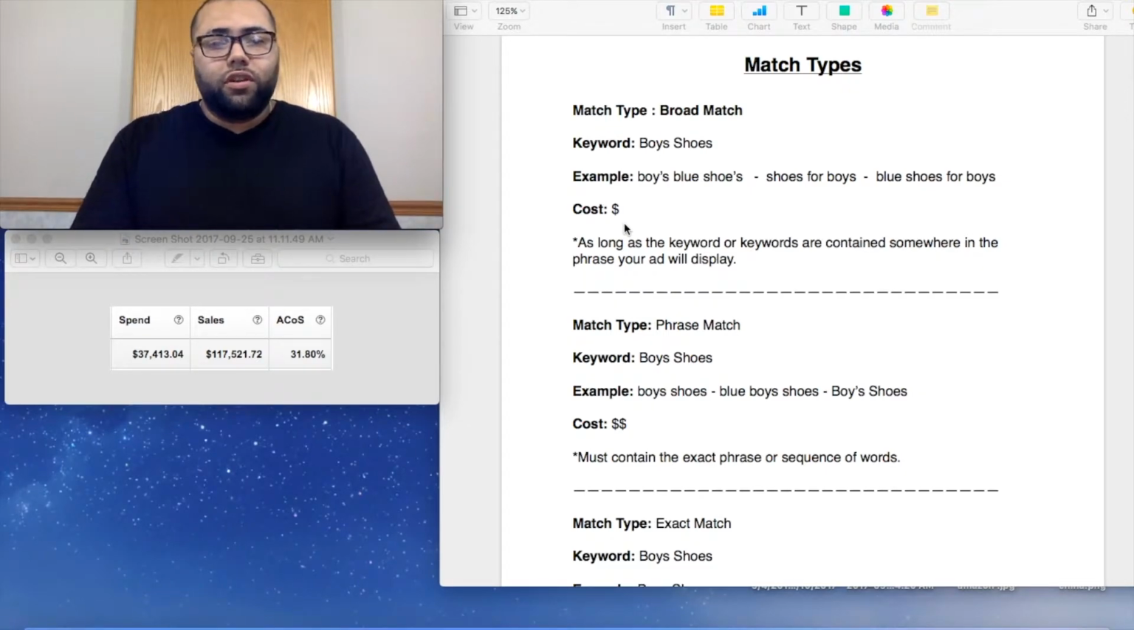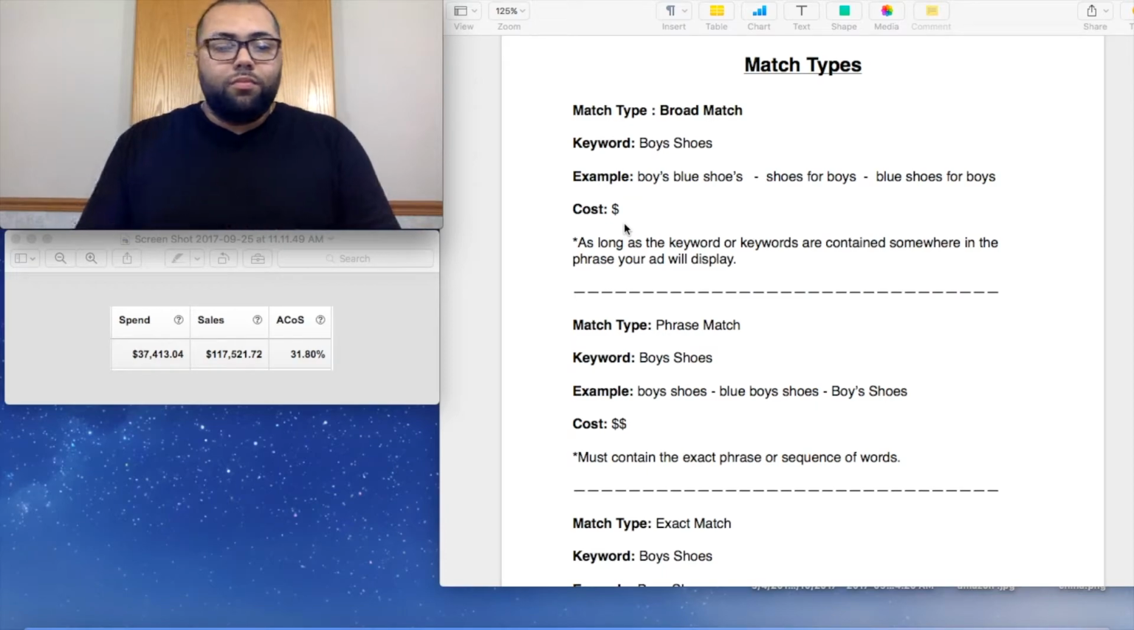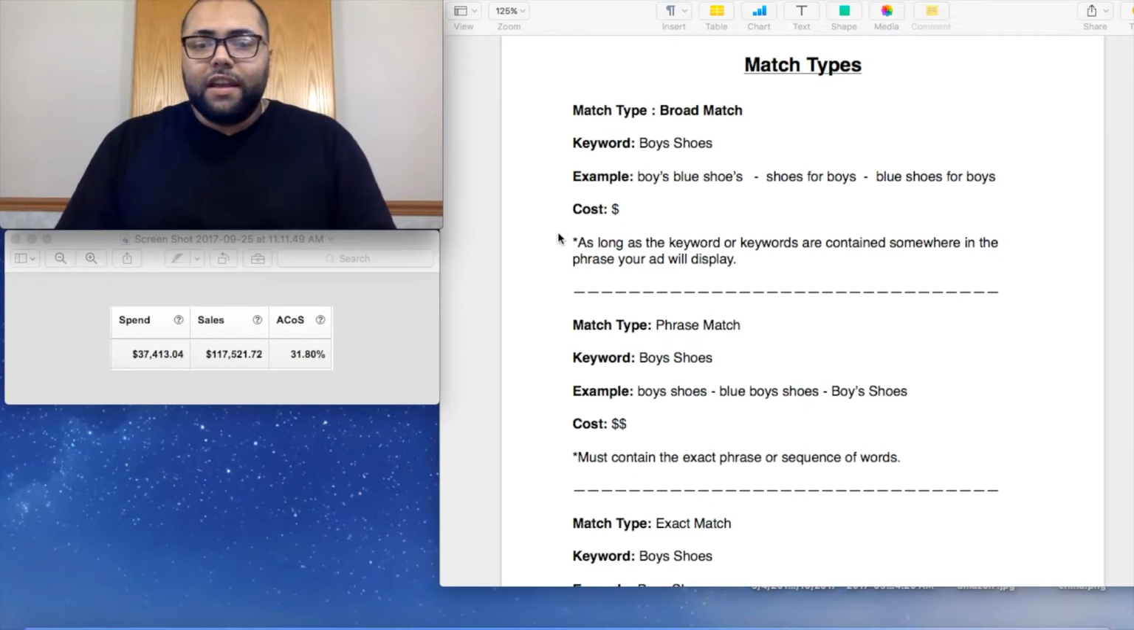It's a 2-word keyword. You can even have a long tail 3-word keyword. But what happens is that it does not have to be in sequential order. It can be mixed around. It can be moved around, separated by a noun, an adjective, etc. Here in the asterisk, you can see as long as the keyword or keywords are contained somewhere in the phrase, your ad will display.